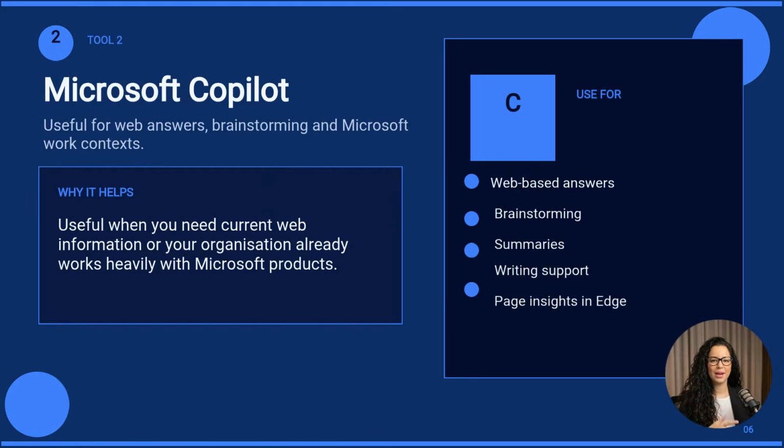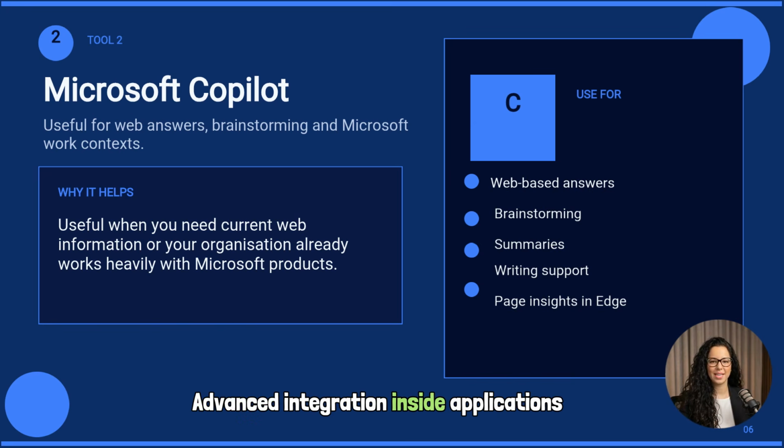The second tool is Microsoft Copilot. The free version can help with writing, brainstorming, summarizing, and real-time answers based on web search. It is useful when you want help thinking through a topic, comparing options, or summarizing a web page in Microsoft Edge. For organizations that already use Microsoft products, Copilot may feel familiar. Advanced integration inside applications such as Word, Excel, and Outlook may require a paid Microsoft 365 plan, so check the version available to your organization.